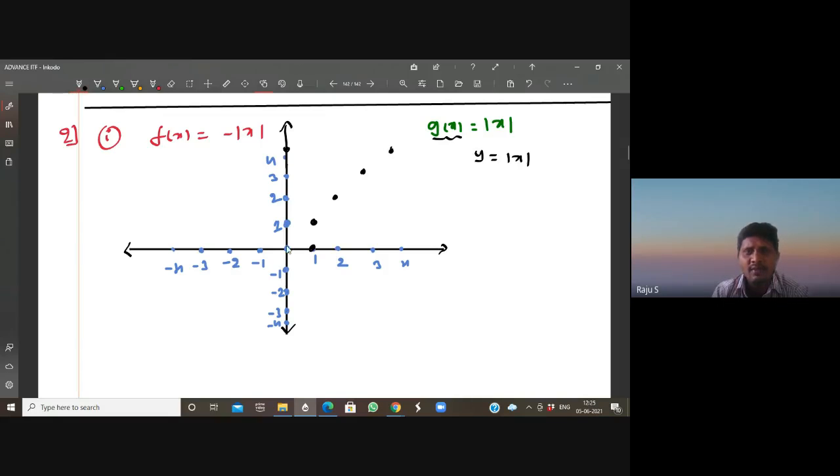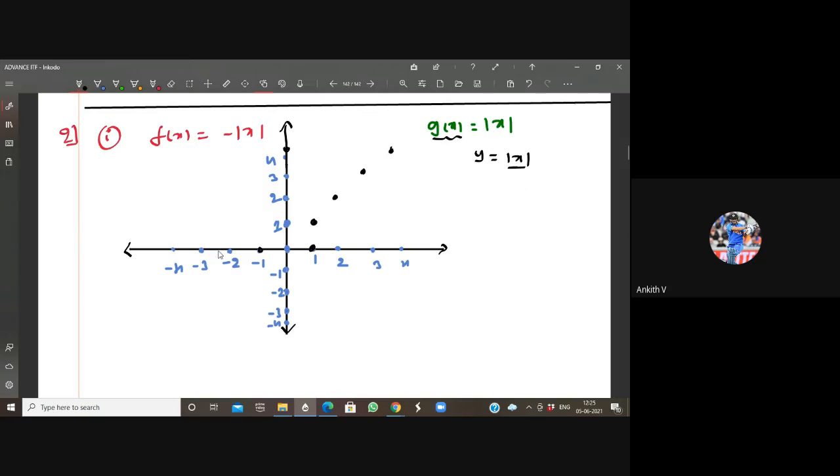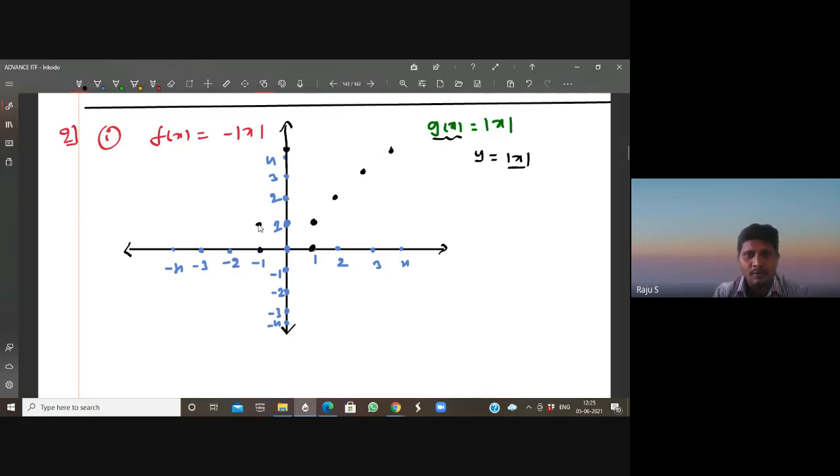And when I substitute x is equal to minus 1, g of x is 1. Minus 2 gives plus 2. I substitute minus 3, plus 3. Am I right? Minus 4 becomes plus 4. So join them. When I substitute 0, it will be 0. So joining all these points, plot the points, so we are going to get the graph.